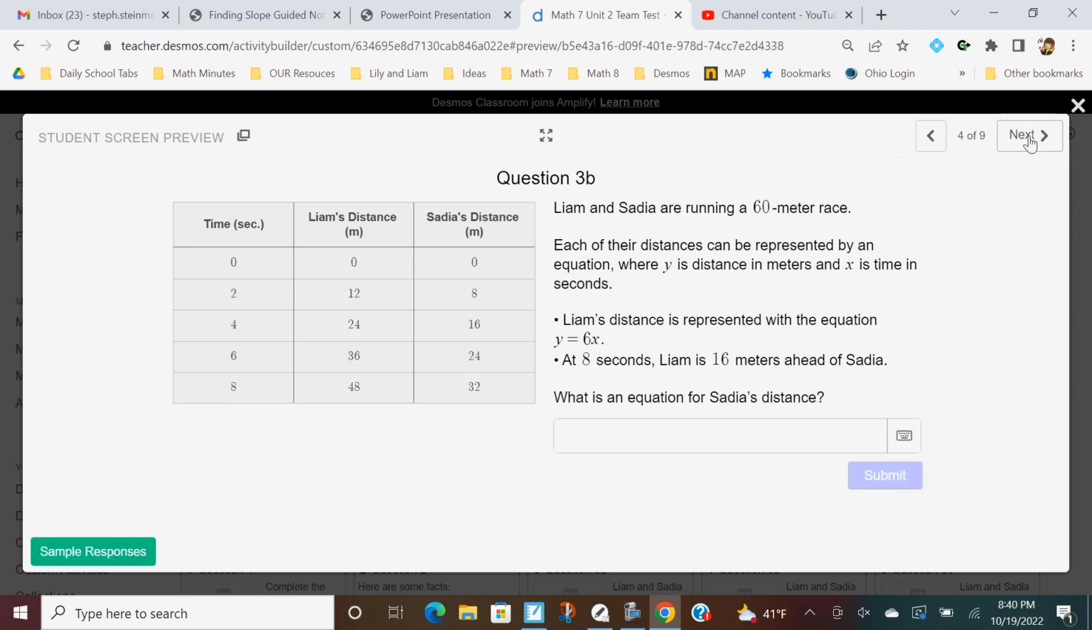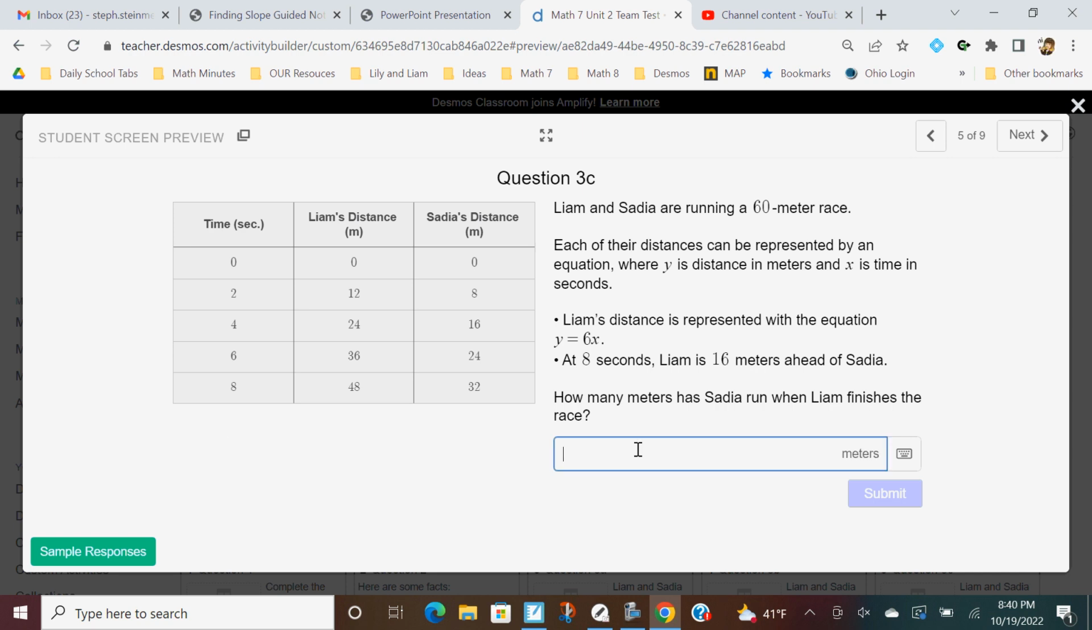So then it says, what is an equation for Sadia's distance? So I know her pace is 4. So my equation should be y equals 4x. Then, how many meters has Sadia run when Liam finishes the race? So, when Liam finishes the race, he would be at 60 meters. I know that 60 divided by 6 is 10, so that's when he has 10 seconds. So I would just do 10 times 4 to get 40 meters.